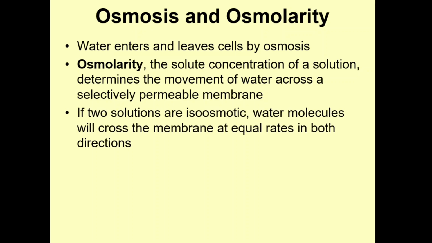If, however, you have two solutions that have the same solute concentration on either side of a membrane, we would refer to that as isoosmotic. Sometimes you'll see it referred to as isotonic. And this means that water molecules are balanced. The amount of water molecules and solutes are the same on either side. So you will get the movement of water molecules across the membrane, but this will be at equal rates, and it will be in both directions. So you'll have no net diffusion of water from one side to the other.